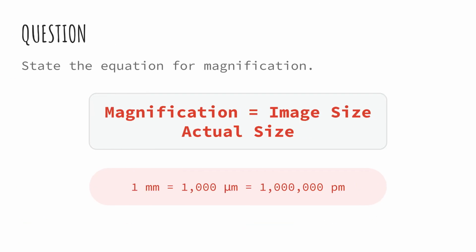Understanding magnification is crucial. The equation is magnification equals image size divided by actual size. Remember your units. 1 millimeter equals 1,000 micrometers, which equals 1 million picometers.